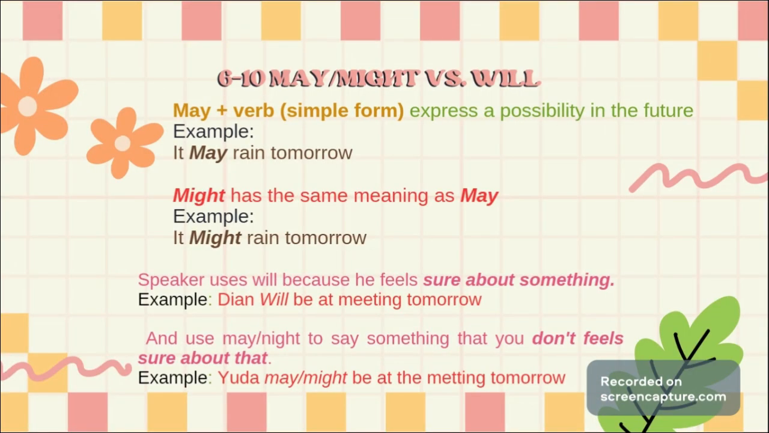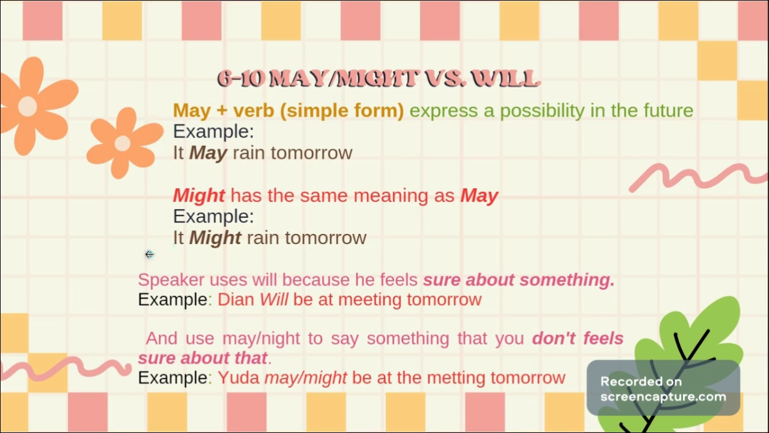Next, may, might versus will. May plus a verb in simple form expresses a possibility in the future. Example: it may rain tomorrow. And might has the same meaning as may. Yes, it's the same, but the difference is in the usage. Example: it might rain tomorrow. So actually there is a difference between example 1 and example 2, but the meaning is the same.